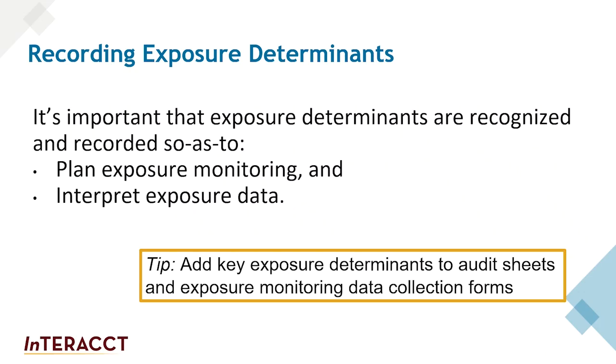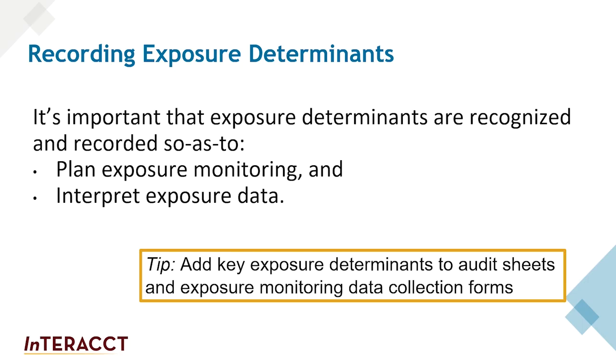It is important that industrial hygienists recognize and record information about exposure determinants. This information can be used to help plan exposure monitoring strategies. For example, the hygienist may want to conduct sampling when a process is operating with the dustiest materials or at the highest production rate to try to capture a worst-case exposure scenario.